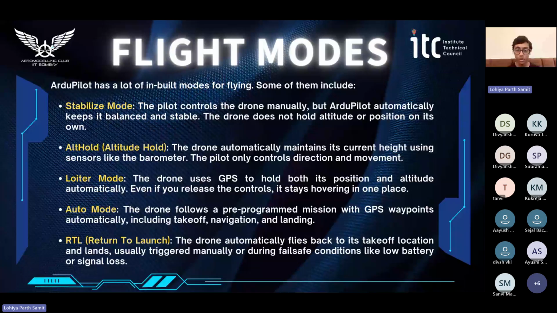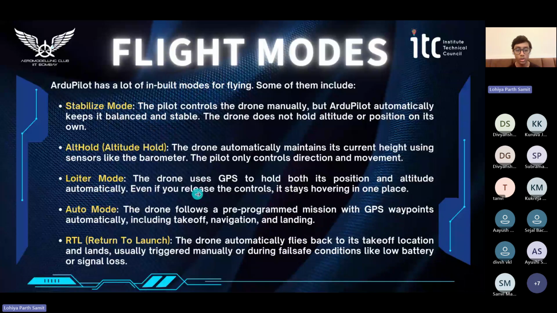We also have Alt Hold, which keeps the drone fixed in the Z direction, and it does this by using sensors like the barometer. The pilot can also take over anytime they want and control direction and movement. Next, we have Loiter mode, which is used to hold position and altitude. That is the X, Y, and Z hold. Even if you release the controls, it stays hovering in the same place. That is different from Stabilize mode.